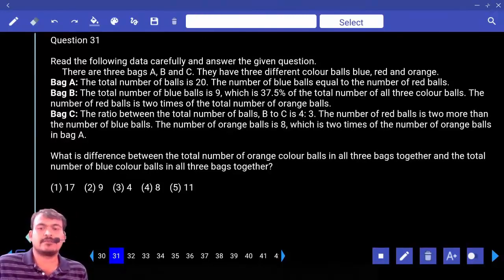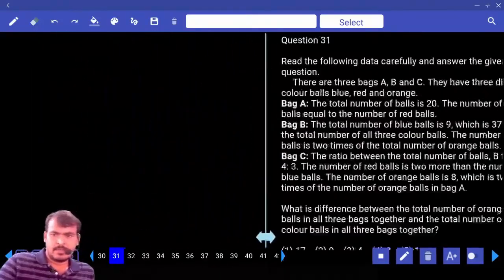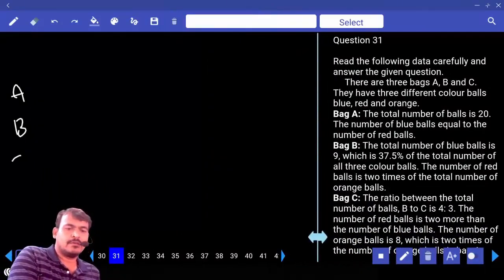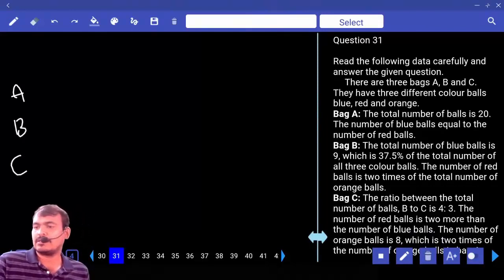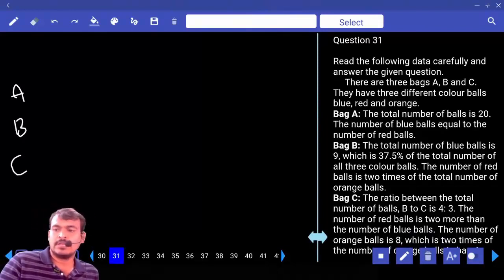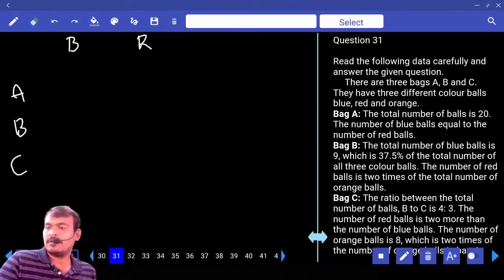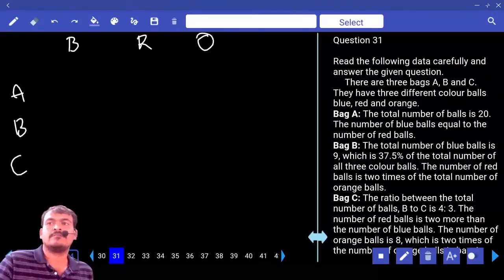There are 3 bags A, B, C. They have 3 different color balls: blue, red and orange. How many bags are there? 3 bags: bag A, bag B, bag C. How many colors of balls? 3 colors: blue, red, and orange.